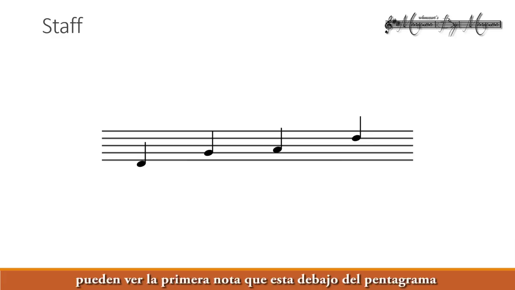For example, let's play 4 random notes. There we go. And those are placed on spaces. You can see the first note goes underneath the staff. You can go way below the staff, or you can go way above the staff. We'll look into that a little bit later.